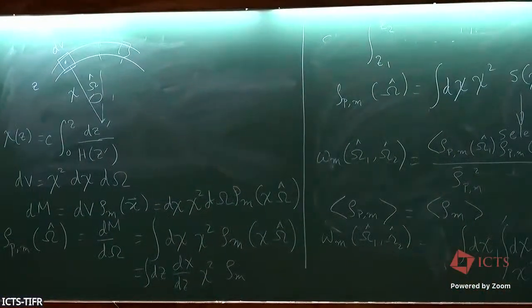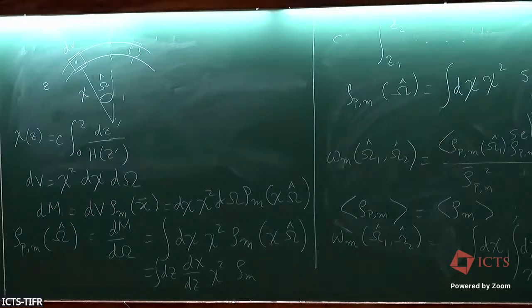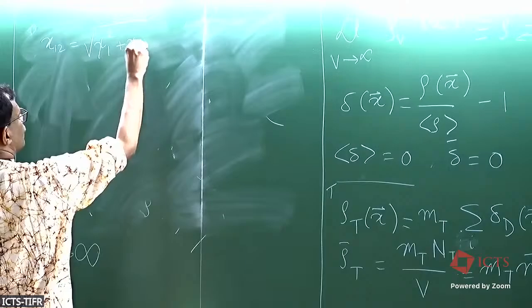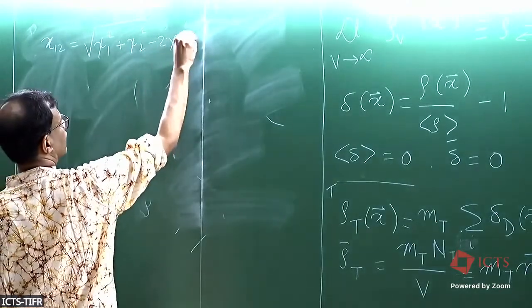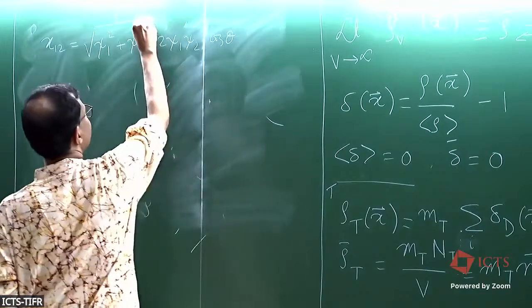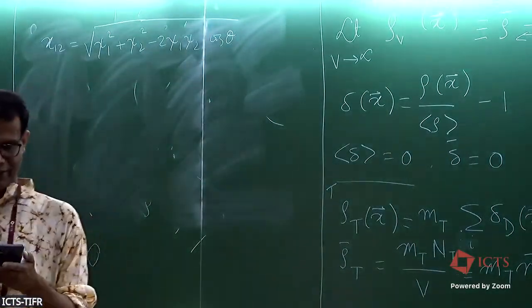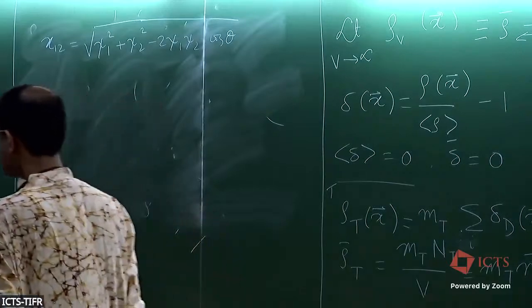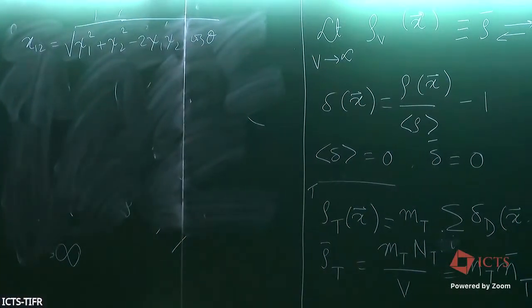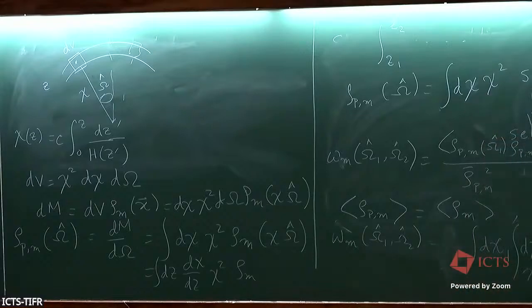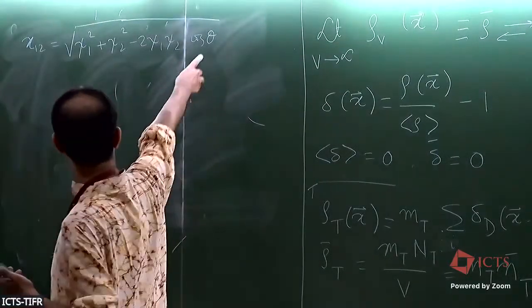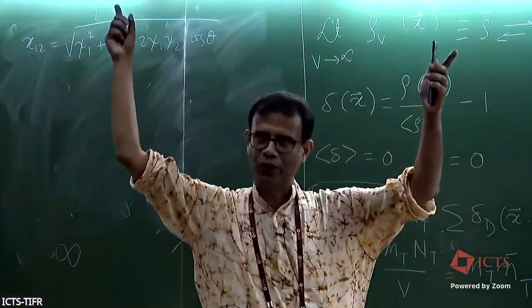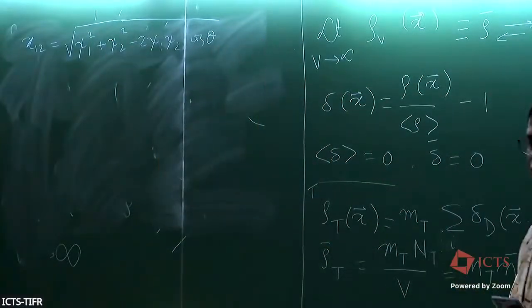And that is basically given by x12, which will be just the square root of chi 1 square plus chi 2 square minus 2 chi 1 chi 2 cos theta, where theta is the angle between those 2 points. So you see this omega m, this projected correlation function, we started with putting it as a function of omega 1 and omega 2, but at the end it will be a function of just the difference between these 2 points, which is again coming from homogeneity and isotropy.